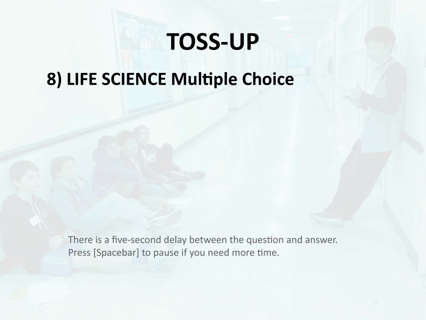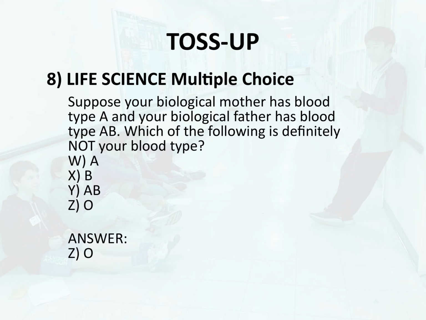Toss-up 8. Life science. Multiple choice. Suppose your biological mother has blood type A and your biological father has blood type AB. Which of the following is definitely not your blood type? W. A, X. B, Y. AB, Z. O. Answer: Z. O.